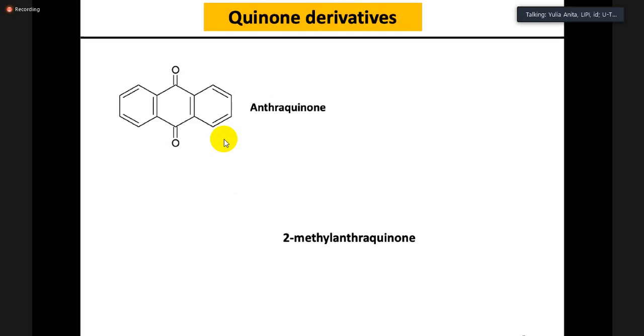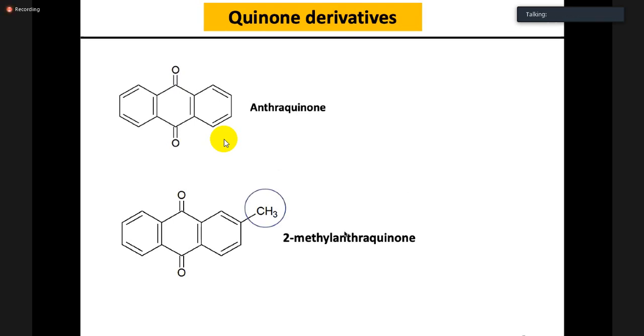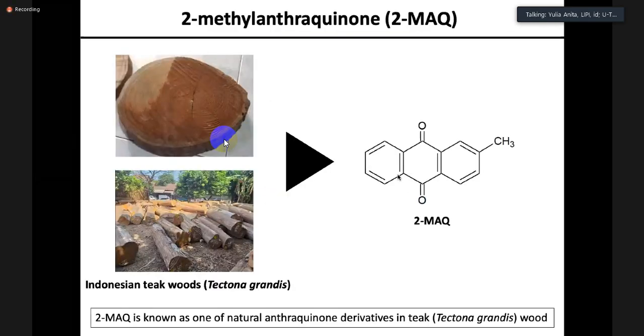Because of the mutagenicity and carcinogenicity of anthraquinone, 2-methyl anthraquinone, which is one of the anthraquinone derivatives, could be used as an additive for kraft cooking. There are two methods to obtain 2-methyl anthraquinone. Firstly, by extracting teak wood, or Tectona grandis, since it is known as one of the natural anthraquinone derivatives in teak.